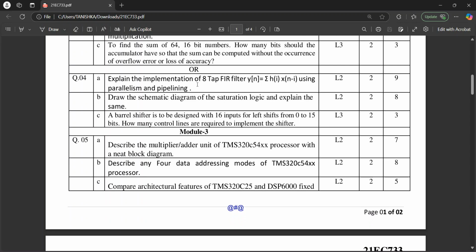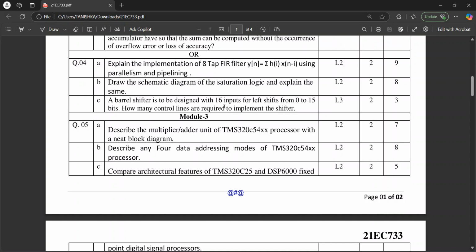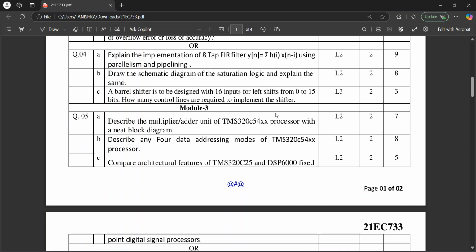Then explain the implementation of 8-tap FIR filter, y of n is equal to summation of h of i into x of n minus i, using the parallelism and pipelining, and draw the schematic diagram of the saturation logic and explain the same. A barrel shifter is to be designed with 16 inputs for left shifts from 0 to 15. How many control lines are required to implement the shifter?